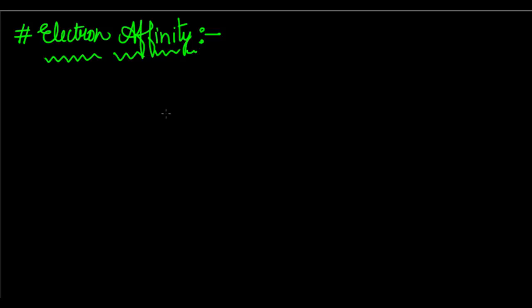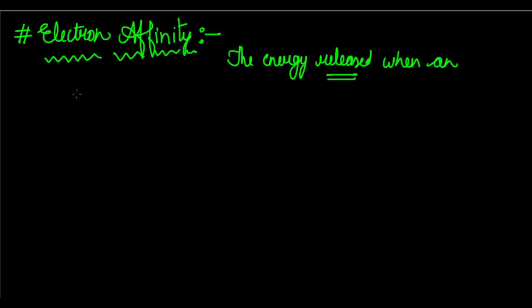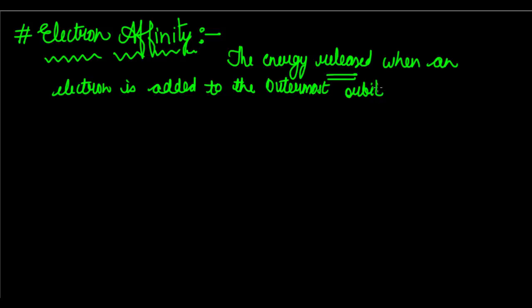The affinity for an electron, the love, the want, the need for an electron. So basically it is defined as the energy released when an electron is added to the outermost orbit of an isolated gaseous atom.